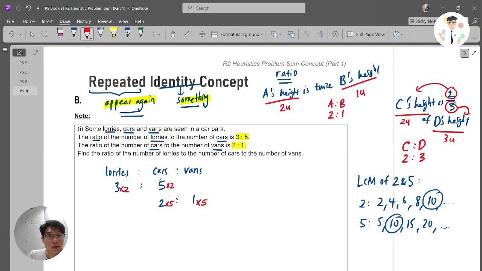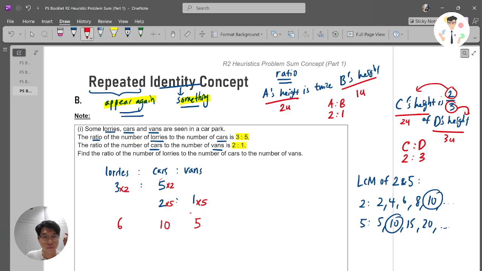And with that, I know the new ratio or the new unit that I have, it will be 3 times 2, 6 unit. 5 times 2, 10. Here 10. Means that we are now actually referring to the same unit, 10. And 1 times 5 is 5. Now I know lorries is with the 6 unit, cars is with 10 unit, and vans are with 5 unit.